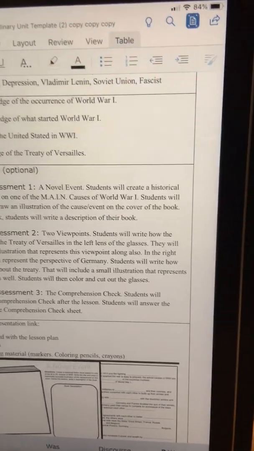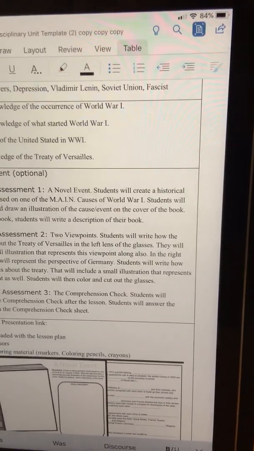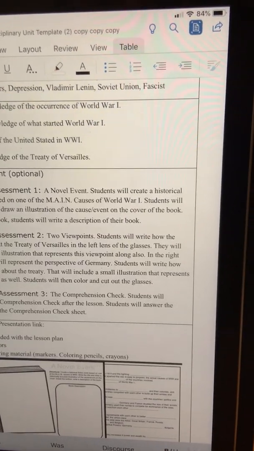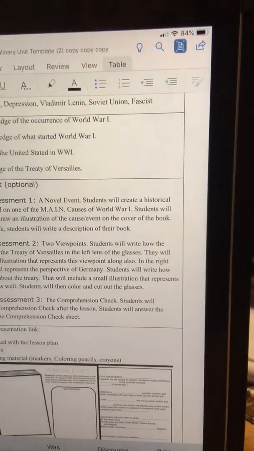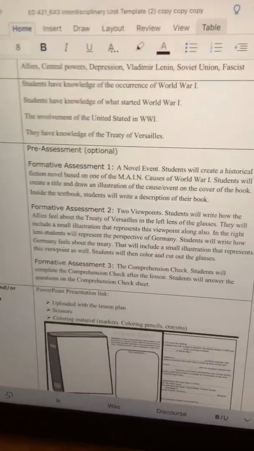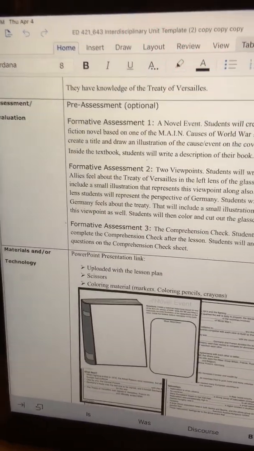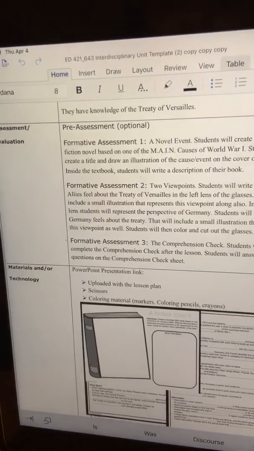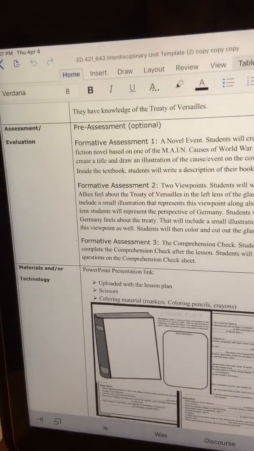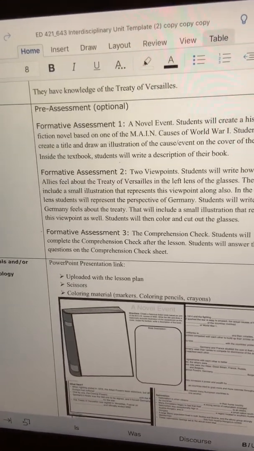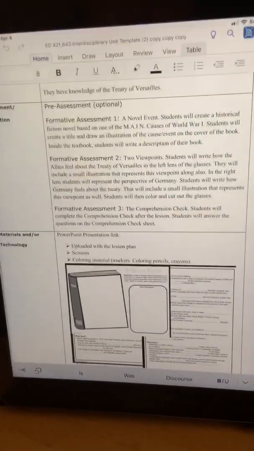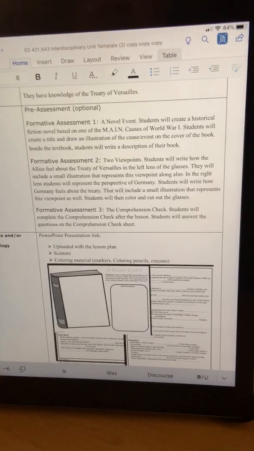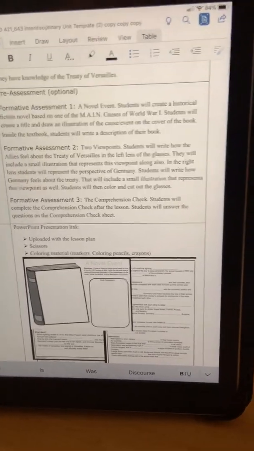Students will create a title, draw conclusions of the cause event on the cover of the book, and inside the book, students will write a description of their book. So based off what students know of the causes of World War I, they will create their own novel based off it. It's a comprehension activity that allows the teacher to see if students are actually grasping the causes of the conflict, so that they can now know the effect.